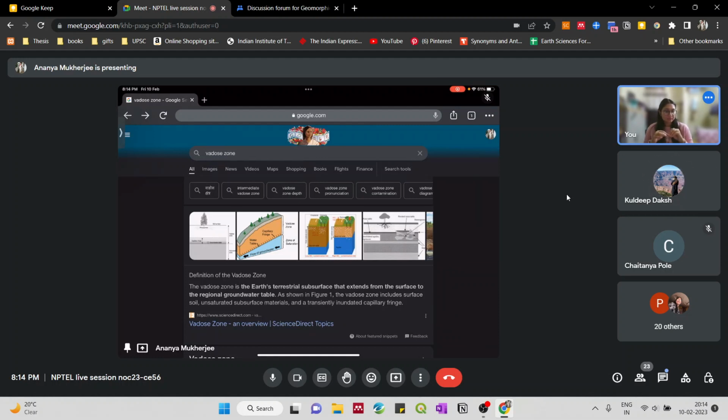Ma'am, I have understood the difference between the vadose zone and the water table saturation zone. But the question is asking about a zone. The vadose zone is a zone which is followed by a zone with air, because if there is air then it will be the aeration zone. If there is only water then it will be the saturation zone.